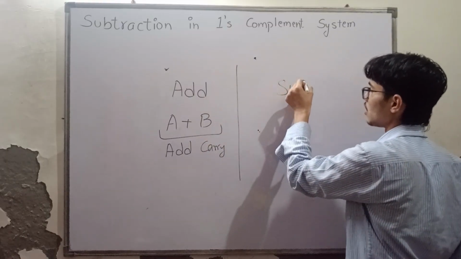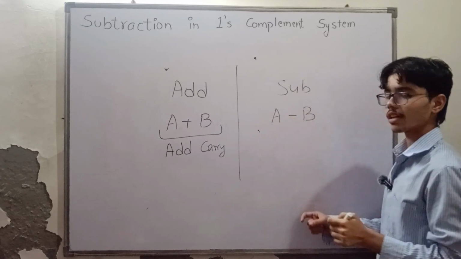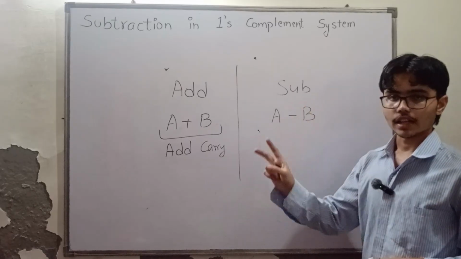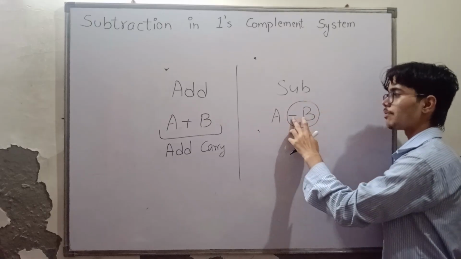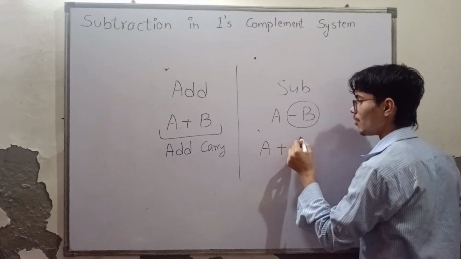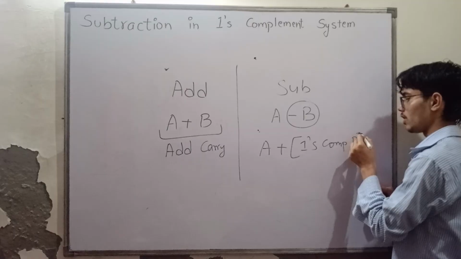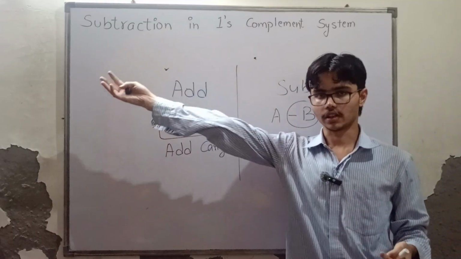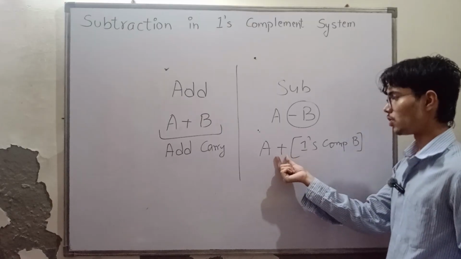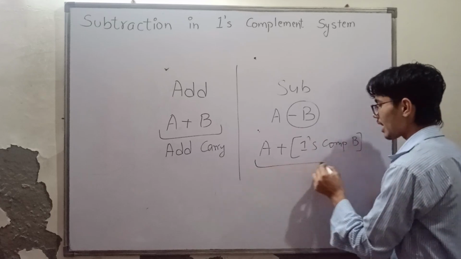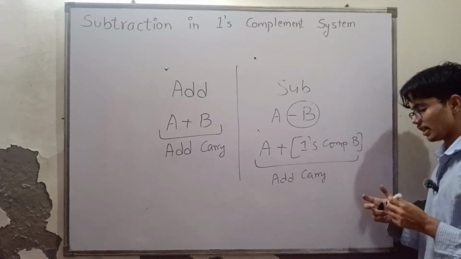Now what happens in subtraction? We have to do a minus b. Whenever you see a minus sign with any variable or any number, you just have to take the 1's complement of that number. The intuition for why has already been given in previous lectures. Now we add, and if a carry is generated, we simply add the carry. That's how we solve this question.